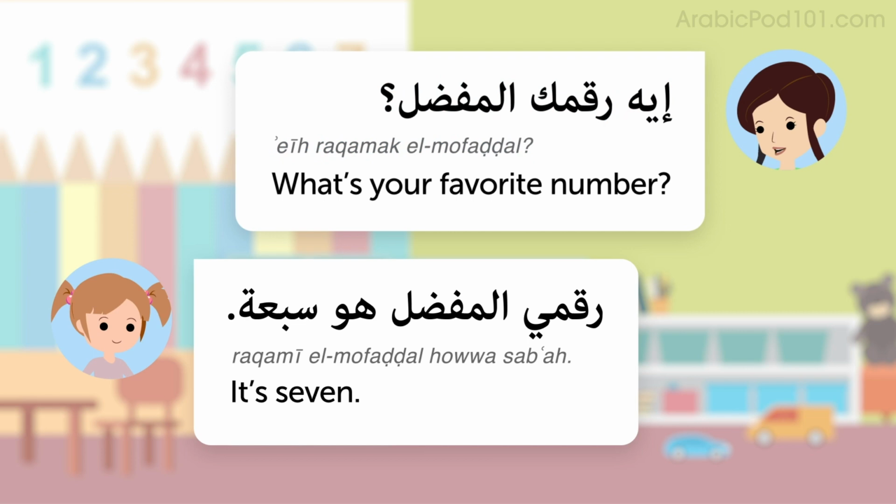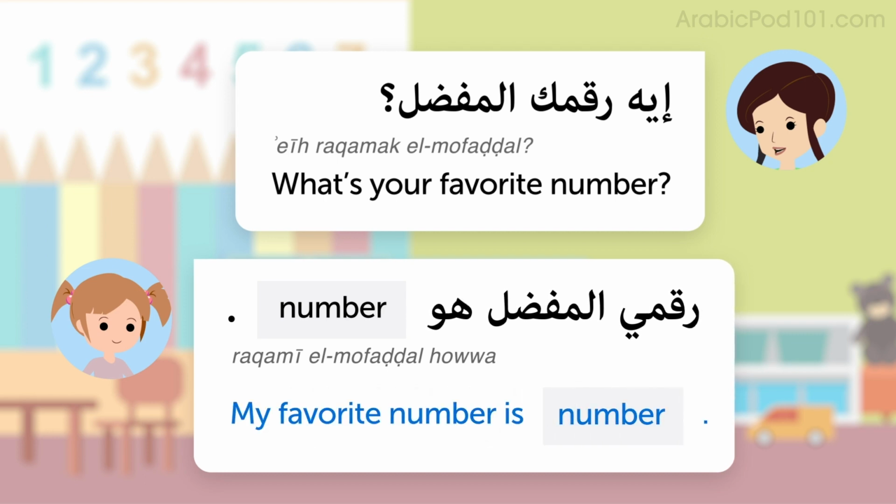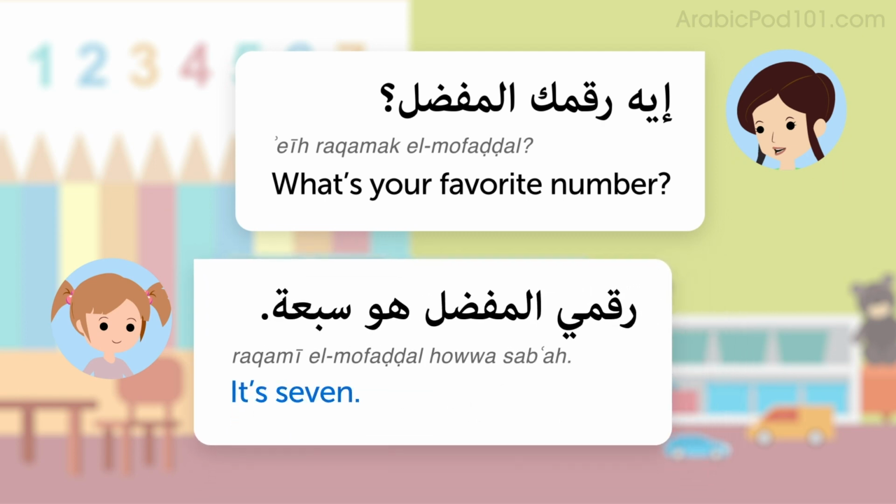Now, how do you answer this question? The pattern is رقمي المفضل هو number. This Arabic sentence literally translates into my favorite number is number, but it means it's number. For example, it's 7. رقمي المفضل هو 7.